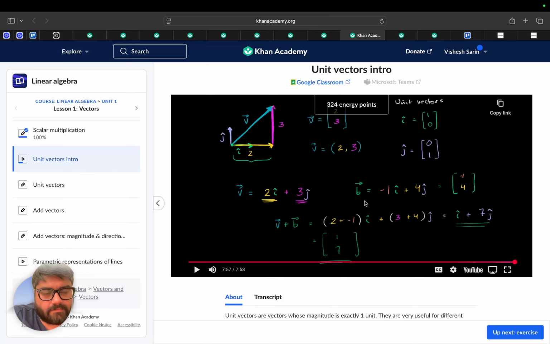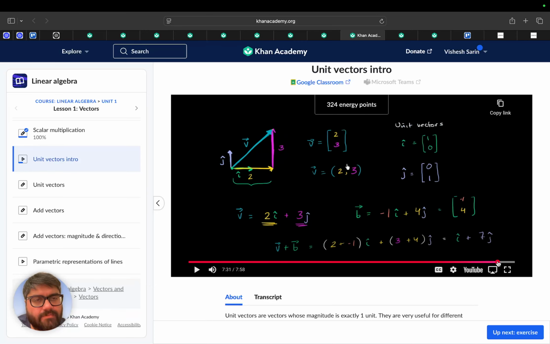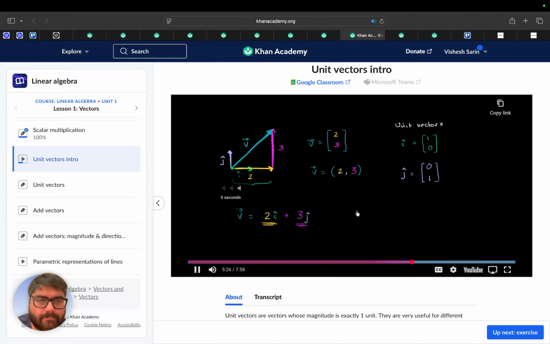Where did b come from? Oh, I'm assuming it's just another vector for the sake of an example. Negative 1i plus 4j. This is a, what did he call it? A vector representation? Add v to b, you add the corresponding terms like this. 2 plus 3. This goes back to, now, how do we do that?